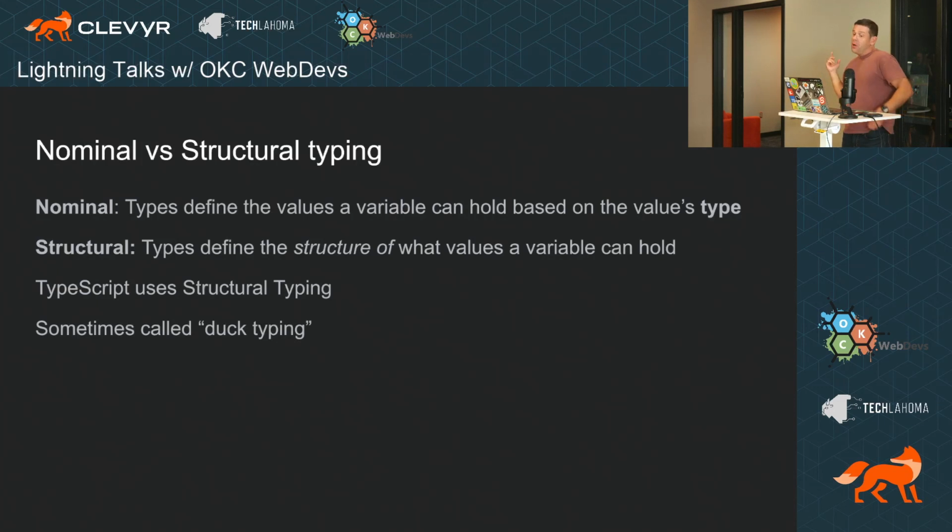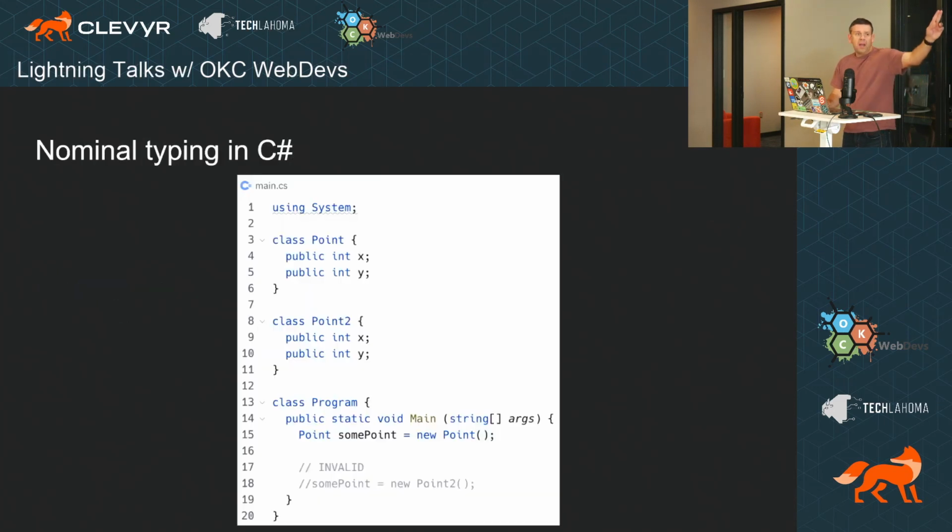All right, so nominal typing is sort of what you're used to if you've used any other statically typed language like Java or C#. When you assign a type to a variable, that variable has to hold that type or something that inherits from it. Structural typing, we just care about the structure of the type. Any 2 or 3 types are equivalent as far as TypeScript is concerned, so long as the structure of those types is the same or equivalent or compatible. Sometimes called duck typing.